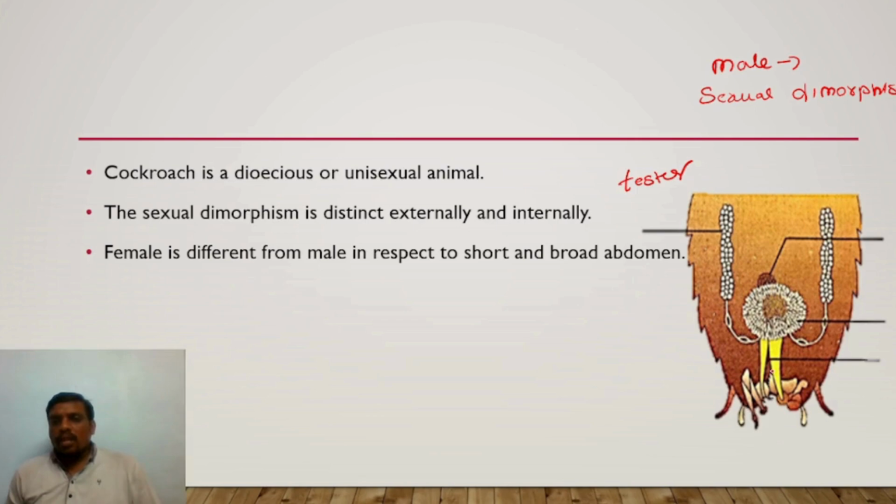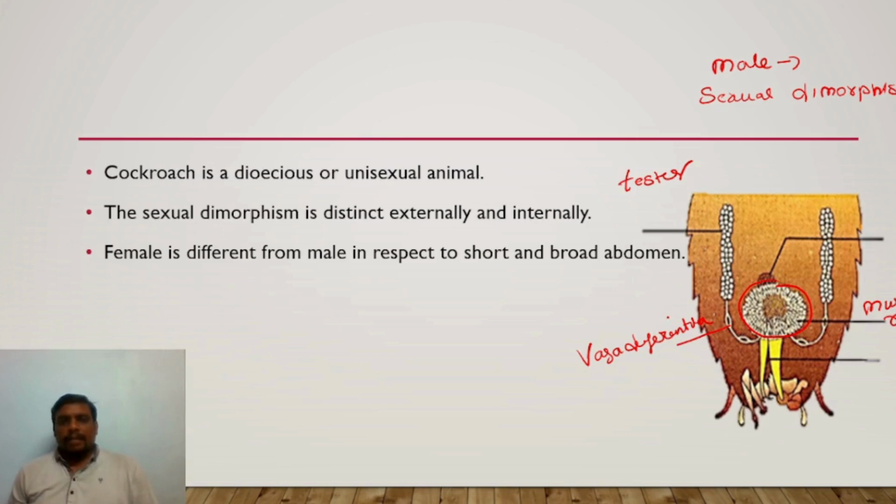Here you can see the characteristic feature of the cockroach, the presence of a mushroom shaped gland. What is that? A mushroom shaped gland, which is made up of long and slender tubules and short tubules. And you can see the vasa deferentia here. This is a tubular structure called the vasa deferentia, which carries the sperm cells into the male reproductive tract.